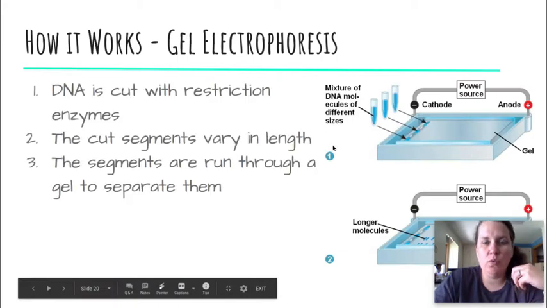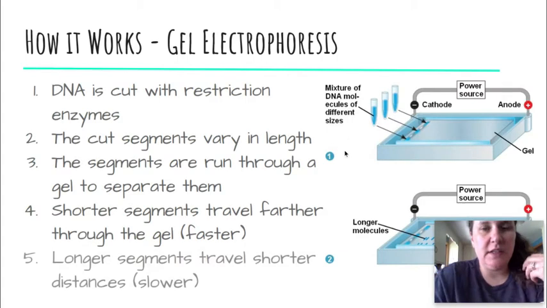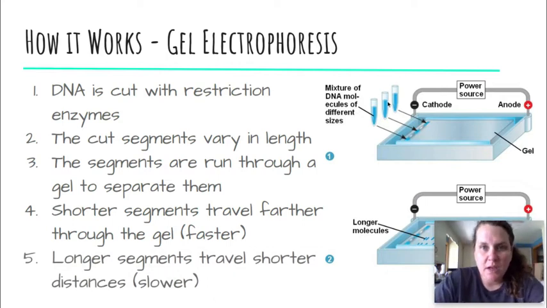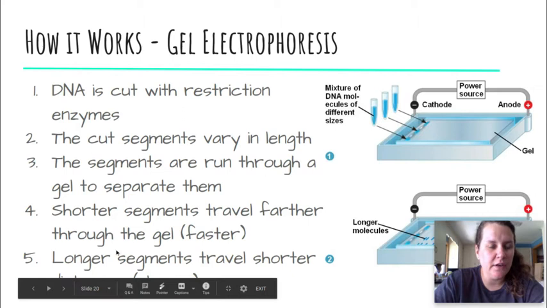Okay, so what we do then to get the gel electrophoresis set up is you collect that DNA, and then they will put the restriction enzymes in it. So, these little test tube looking things right here, that is somebody's DNA, and then they put restriction enzymes in it, the same restriction enzymes in each of them, so it will cut them all at the same spot. The cut segments will vary in length. The segments are run through a gel to separate them. Shorter segments travel farther through the gel, so travel faster, and longer segments travel shorter distances in the gel.